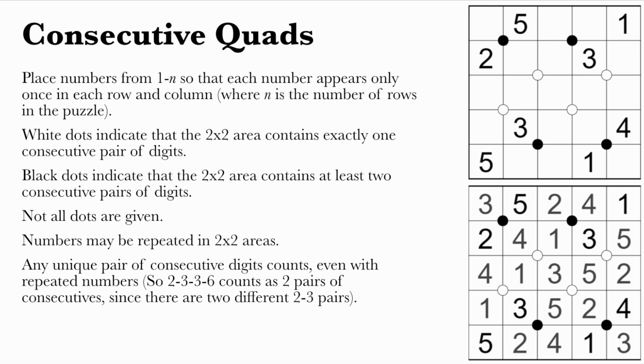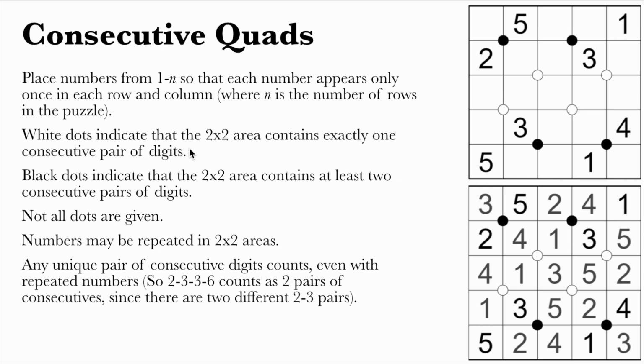Consecutive Quads is a Latin square puzzle, which means we will place numbers from 1 to n so that each number appears only once in each row and column, where n is the number of rows in the puzzle. So this is the same constraint you'd see in a Sudoku puzzle. As you can see in this solution, every row has 1, 2, 3, 4, 5 in some order. Every column has 1, 2, 3, 4, 5 in some order. And that's because, of course, these are 5x5 puzzles. If they were larger, it would go 1 through whatever that number is.